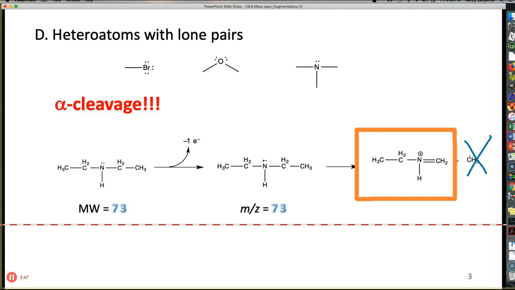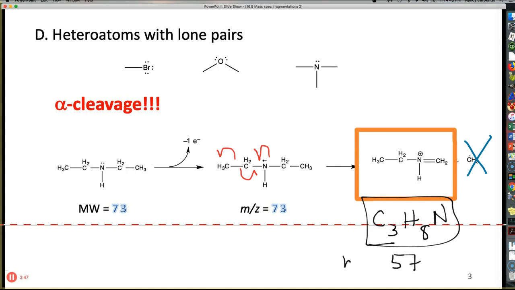So this should be a pretty predominant peak, especially since my alpha cleavage could take place on the other side as well, and would give me the exact same charged fragment. So what would I expect to see? Well, C3H8N, whatever that adds up to, so 36, 43 plus 14, 57. I would expect to see a fairly abundant peak for the fragment ion that has this structure at mass to charge 57.